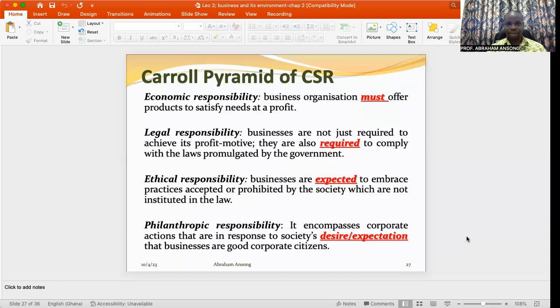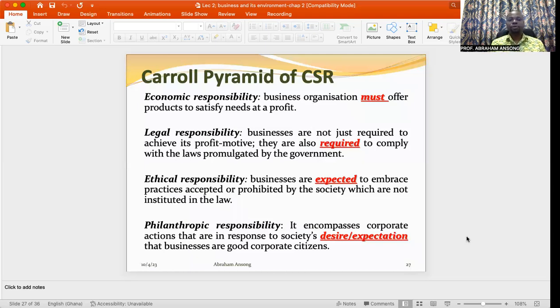You have to meet the requirements of the law before you try to exceed the requirements of the law. All right. Once you have met the requirements of ethical responsibility, you can move to the last stage, which is philanthropic responsibility. It encompasses corporate actions that are in response to society's desire and expectations that businesses are supposed to be good corporate citizens. So at this stage, you are supposed to behave as a good citizen. All right.